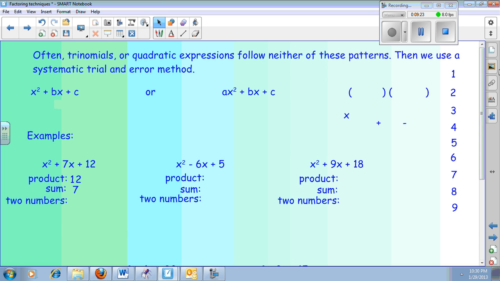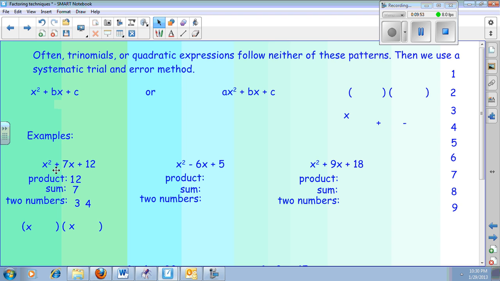What are those numbers? Well, in this case, 3 and 4. So the two numbers are 3 and 4, and that means we're ready to factor our expression. We'll bring down our parentheses, start with our two parentheses. Our first term is x squared, so we just put x to start with in each binomial. X and x.